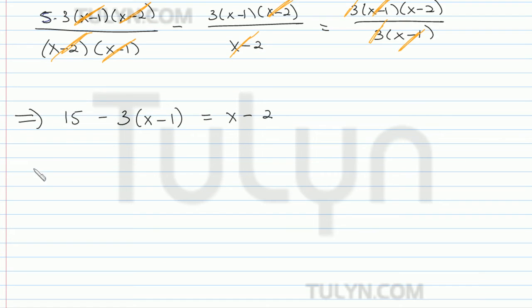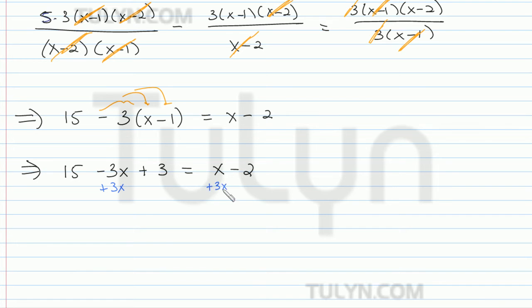Awesome. So, continuing on, I'm going to distribute this whole negative 3 into this difference. So we get 15 minus 3x plus 3 is equal to x minus 2. So now we want to move everything with x to one side and everything that doesn't have an x to the other side, because we want to solve for x, right? So I'm going to do this all in one step.